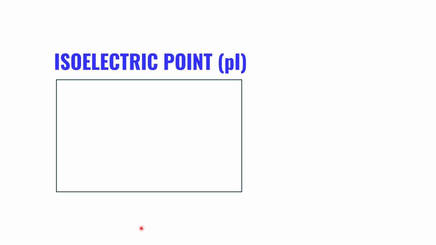So what is isoelectric point? In order to understand isoelectric point, you should know the basic structure of amino acid and the ionizable groups attached to the alpha carbon atom. In every amino acid, you have at least two ionizable groups. The first one is the alpha carboxylic group, the second is the alpha amino group, and in about 6-7 amino acids you will have an ionizable side chain group as well.